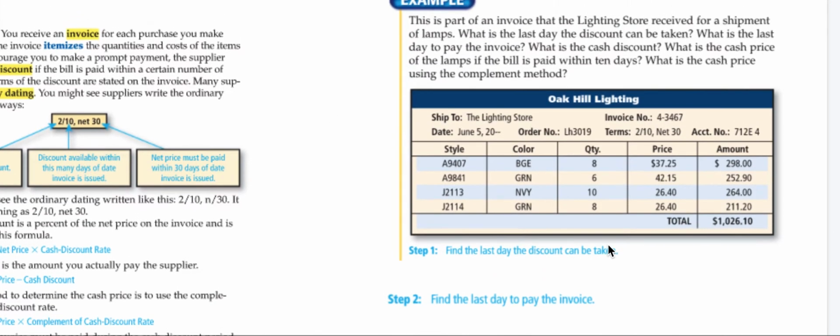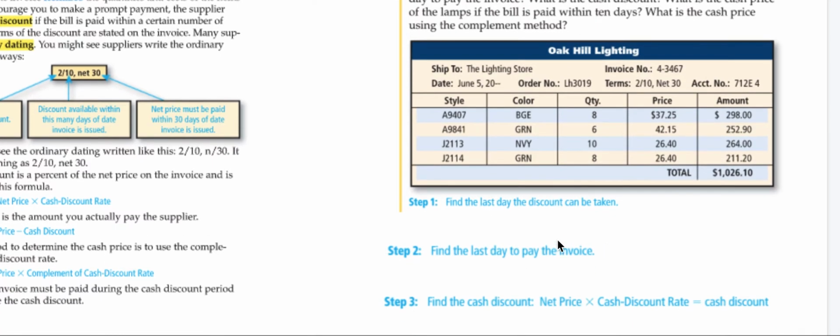All right, in this example, the lighting store received a shipment of lamps. We want to know what is the last day the discount can be taken, what is the last day to pay the invoice, what is the cash discount, what is the cash price of the lamps if the bill is paid within the 10 days, and also what is the cash price using the complement method.